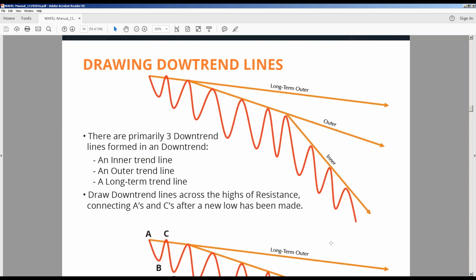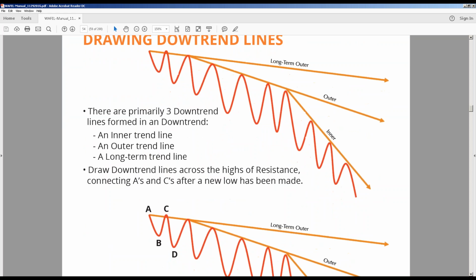Downtrend lines, drawing downtrend lines. There are primarily 3 downtrend lines formed in a downtrend. You have an inner trend line, an outer trend line, and then a long-term trend line. Draw downtrend lines across the highs of resistance, connecting A's and C's after a new low has been made.